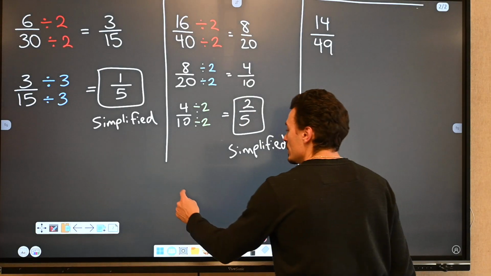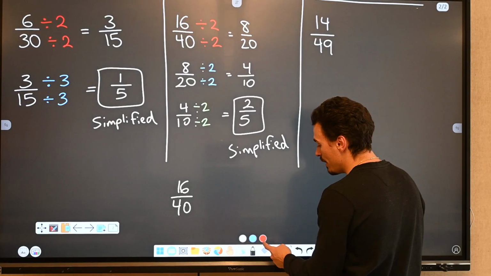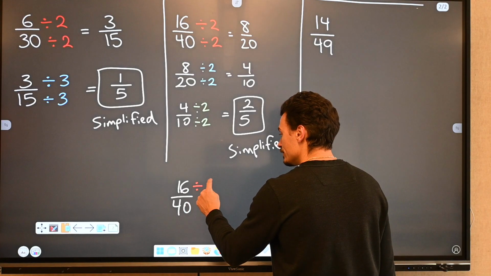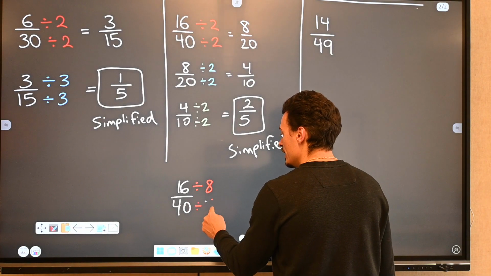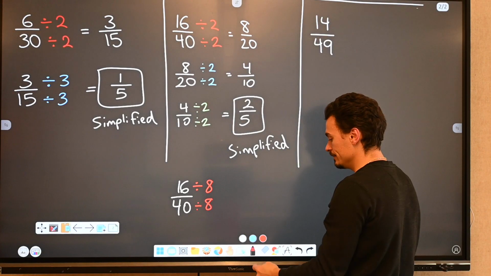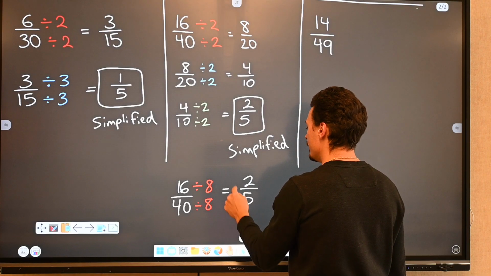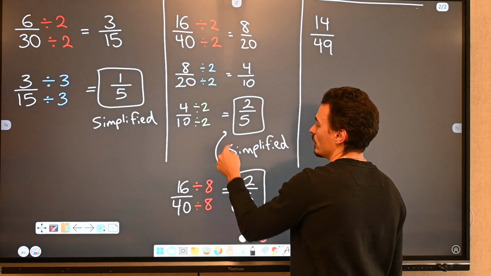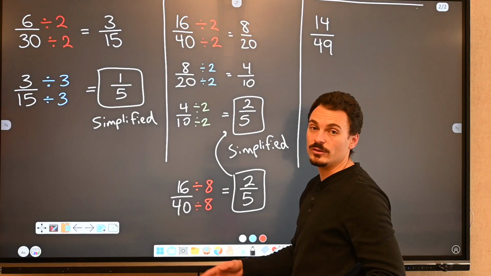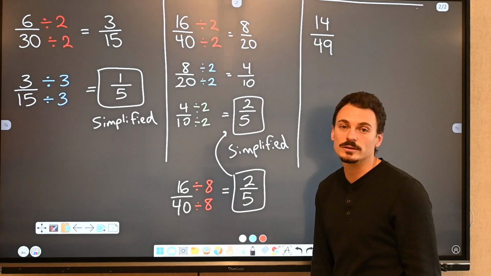I do know that 16 out of 40, they're both divisible by 8. Because if I divide by 2 and then divide by 2 again and then divide by 2 again, that's dividing by 8. So that's going to equal 2 out of 5. And there's our answer that we got earlier. So this would be faster. If you know that they're both divisible by a bigger number, use that greatest common factor.